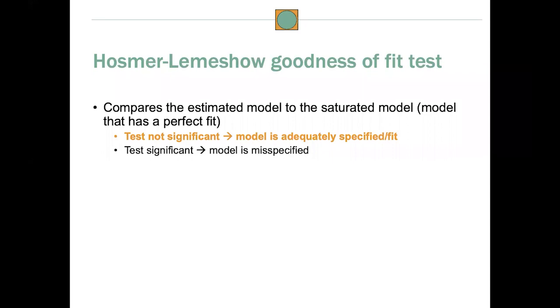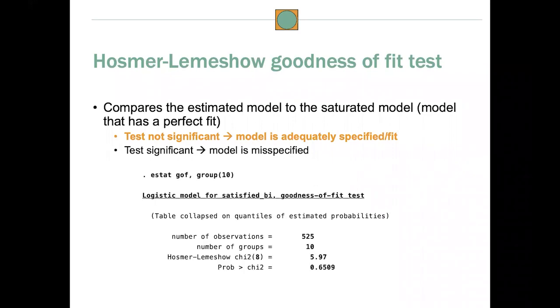So to run the Hosmer-Lemeshow test, we tell Stata to estimate the goodness of fit for 10 groups, and this is the output that is produced. Our p-value in our output is 0.6509, which is greater than 0.05, so it's not statistically significant. And so this tells us that our model is adequately fit, or adequately specified.